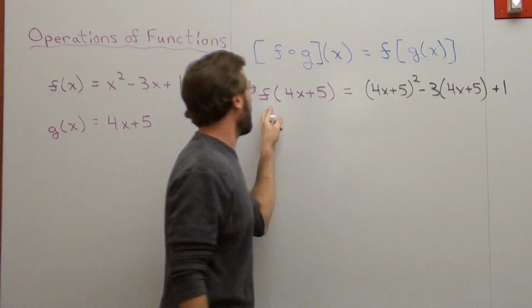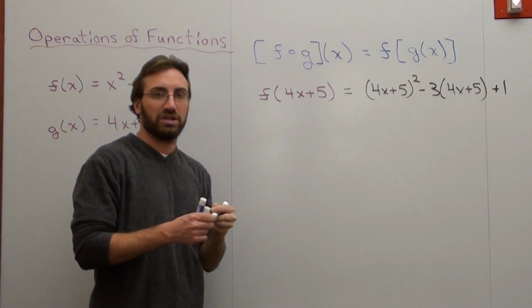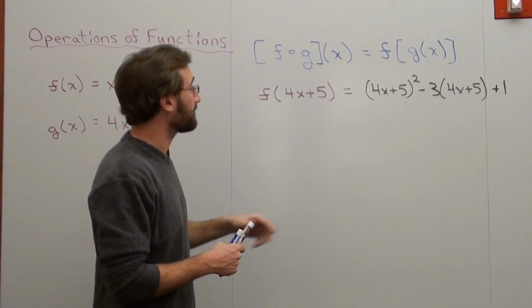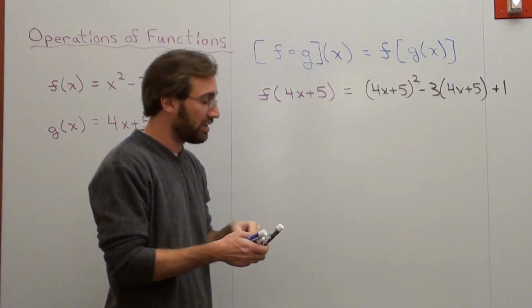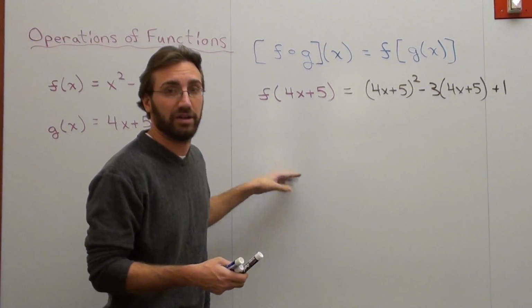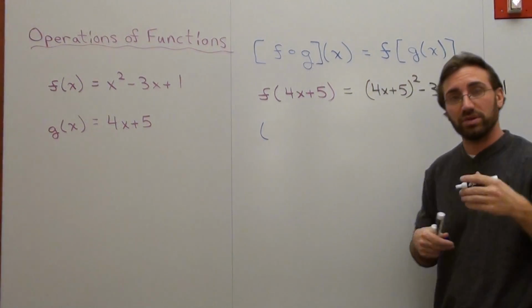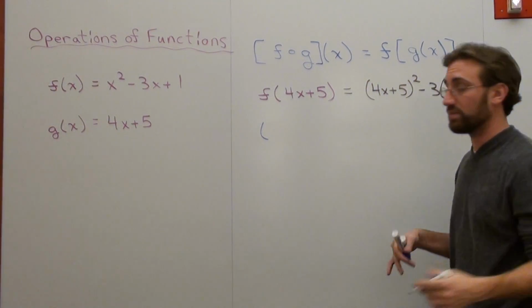Now, I'm not going to write f of 4x plus 5, not because I don't want to, but because I need more room to kind of work with. So that's what I want to do. So I'm going to write 4x plus 5 squared. I'm not going to write this part until later. So I've got 4x plus 5 squared, which is the same thing as 4x plus 5 times 4x plus 5.